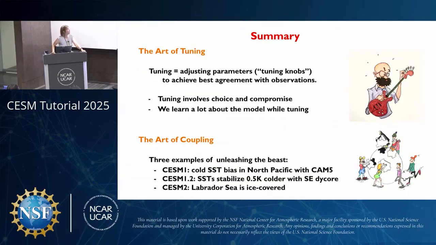I hope I explained what the art of tuning is: adjusting parameters, what we call the tuning knobs, to achieve the best agreement with observation. Again, tuning involves choice and compromise, but usually we learn a lot about the model during this exercise. And I showed you 3 examples of what I call the art of coupling, when we unleash the beast. I showed you issues in CSM1, in CSM 1.2, and in CSM2. I have tons of examples like this.